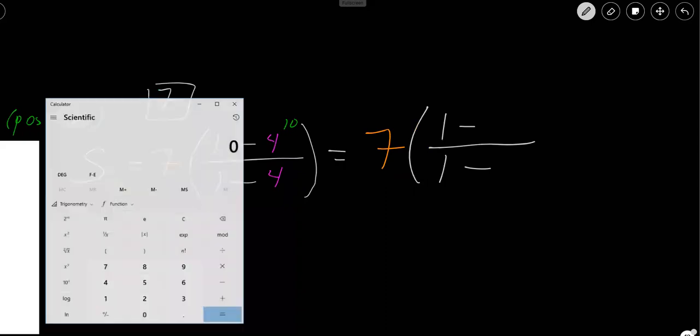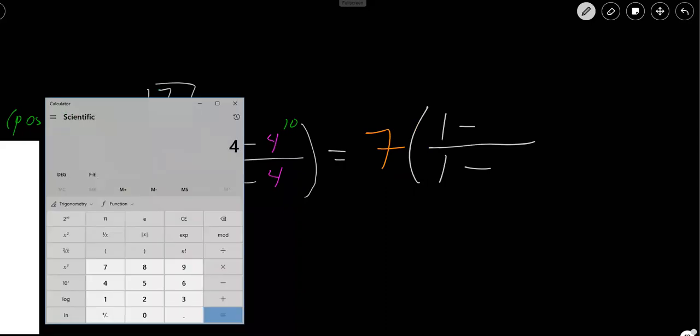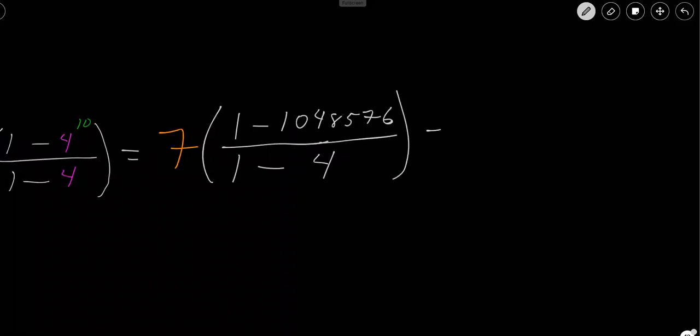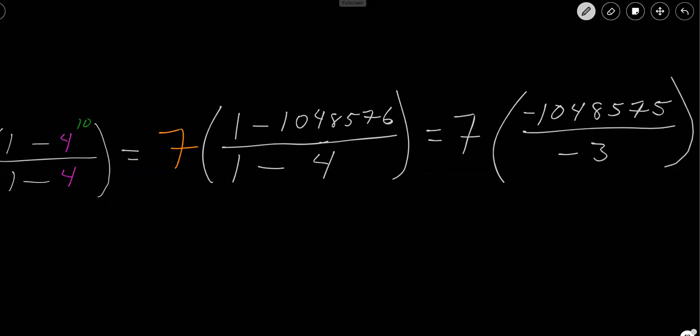4 to the 10th power, that's going to be a million something. I think, well, it's the same as 2 to the 20th, so it should be, yeah, 1,048,576. And then 4 on the bottom. Okay, kind of a mess, but easy to simplify. 7 still on the outside. 1 minus 1,048,576 is just going to be negative 1,048,575. 1 minus 4 is negative 3.